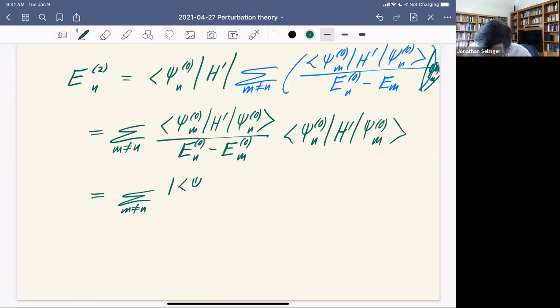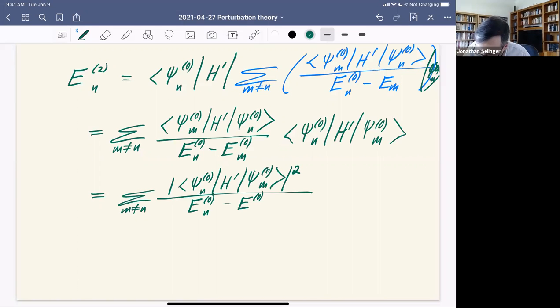So psi 0 n, h prime, psi 0 m, all that squared, divided by the energy difference. And that's it. And that's as far as I'm willing to go. Okay, so this then tells us the second order change in the energy eigenvalue.